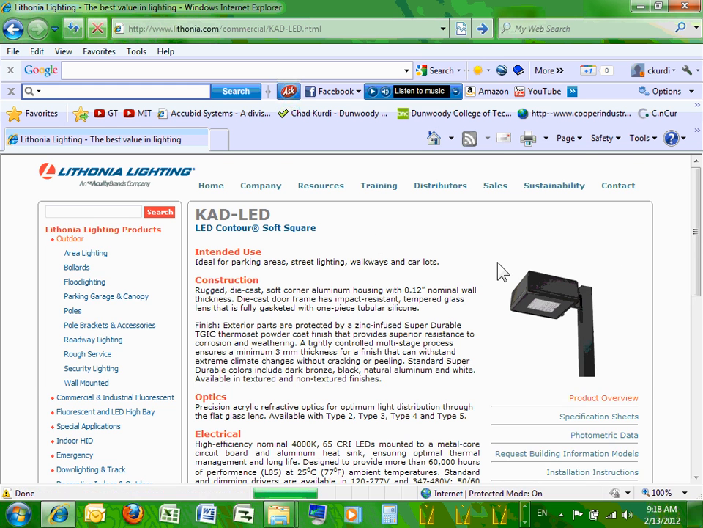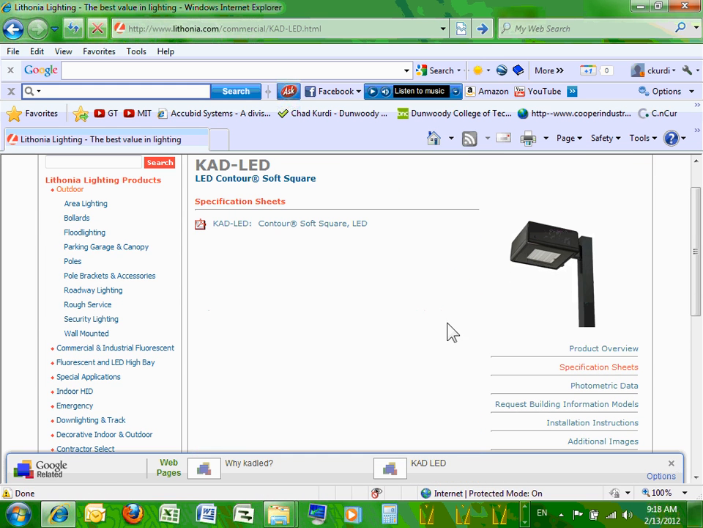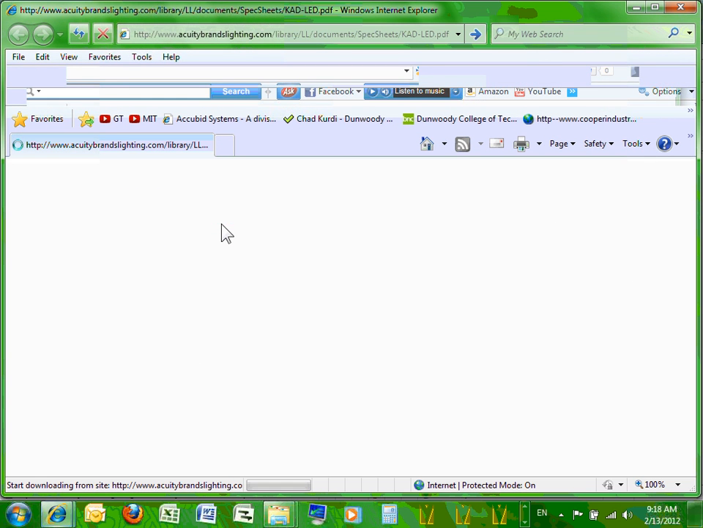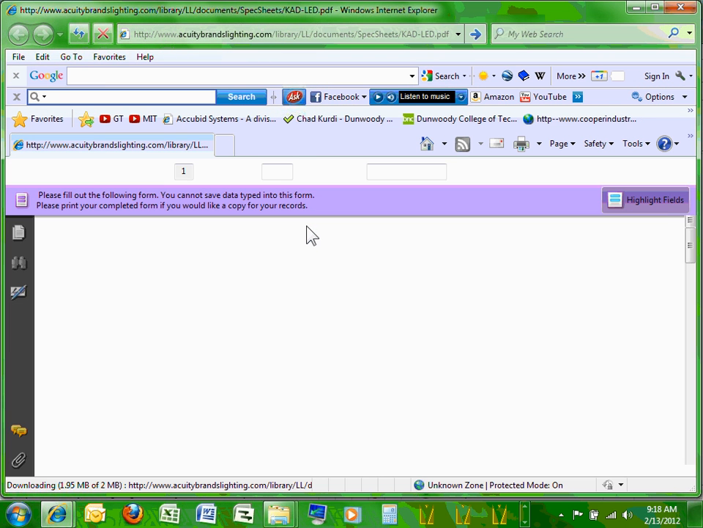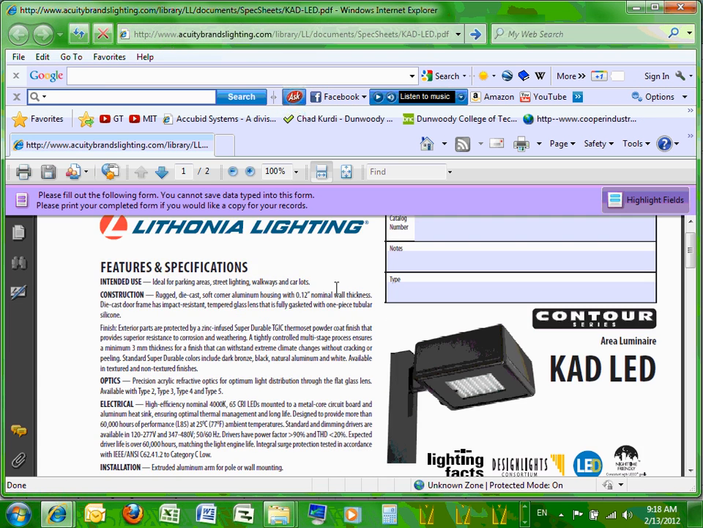Okay, let me just see the specification sheet about this baby. Let's look at the specification sheet about square feet and so forth. And you guys can get the IES file about this fixture in Visual and use it anytime. Okay, here's a CAD fixture LED. Construction, ideal for parking areas, street. Can you guys see where it says streets and walkways and car lots? Everybody can see that? So this is an LED, ideal for streets.